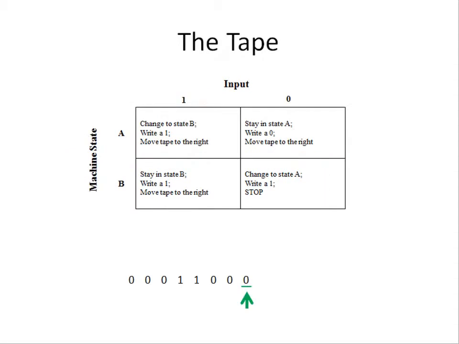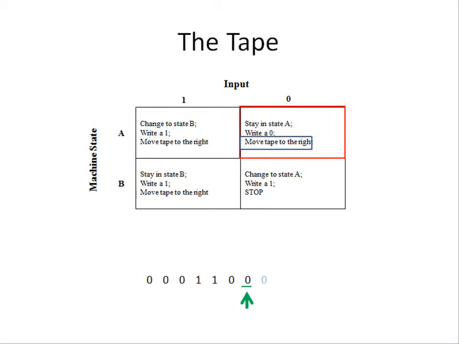So let's put this machine table to use. The current symbol that the machine is reading is a 0. Its initial internal state is A, and the symbol is a 0. Therefore we are working from this section. The machine remains in state A, it writes a 0, as indicated by the lighter color, and then it moves the tape 1 square to the right.